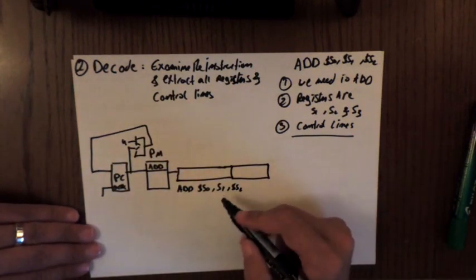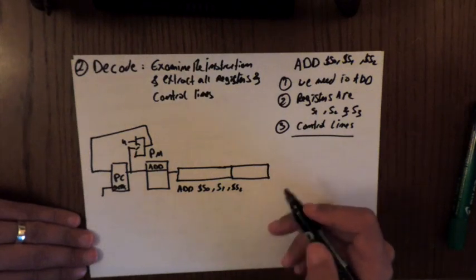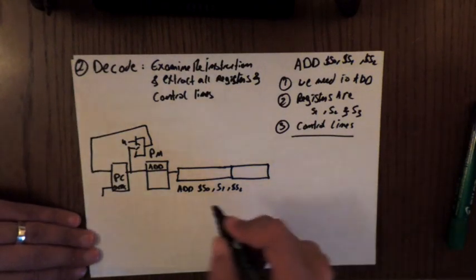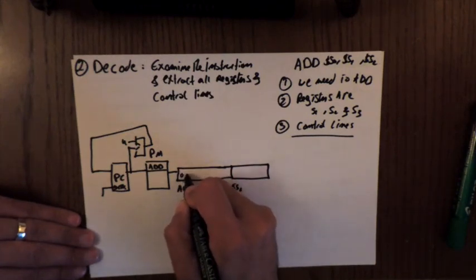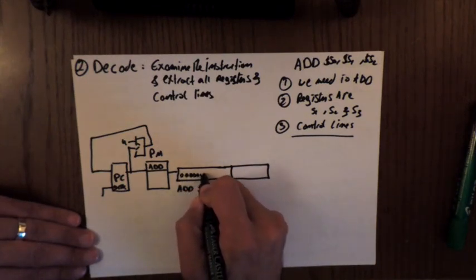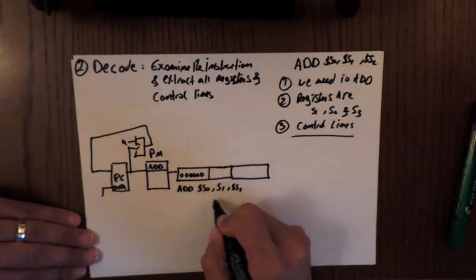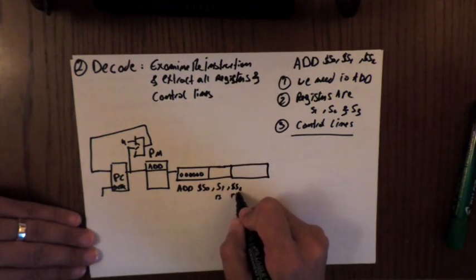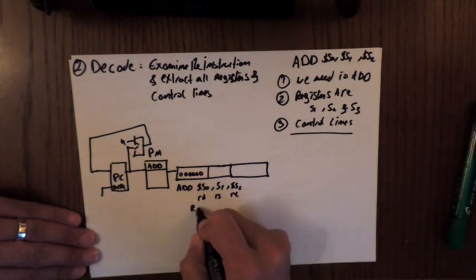So if we look at add S0, S1, S2, the first thing we do is write it in binary. We know we have the opcode, which is 6 zeros. Then we have RS, RT, and RD. Remember, this is an R format instruction.